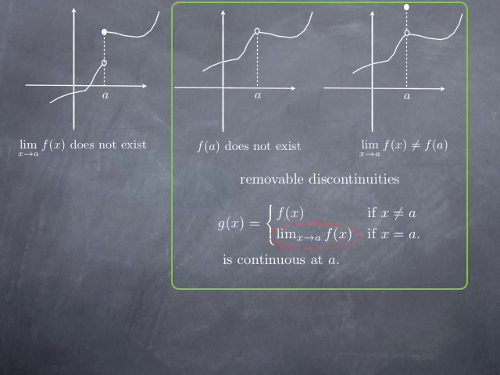So in other words, a removable discontinuity is one at which the limit of the function exists. On the other hand, when the limit of the function does not exist, we're going to say that the discontinuity is non-removable.